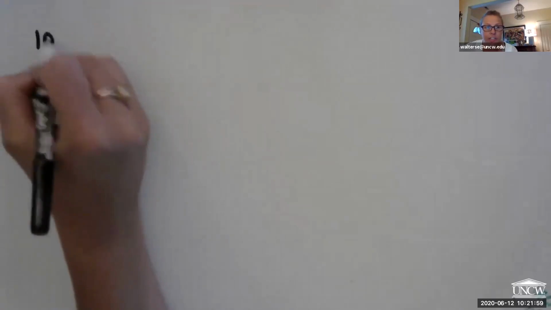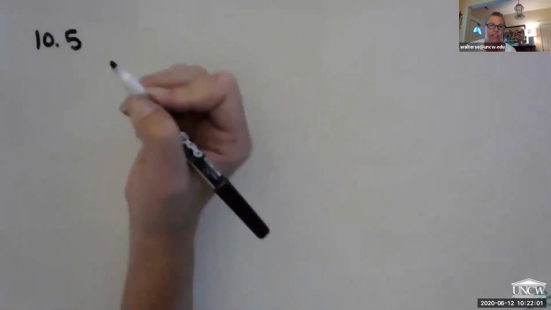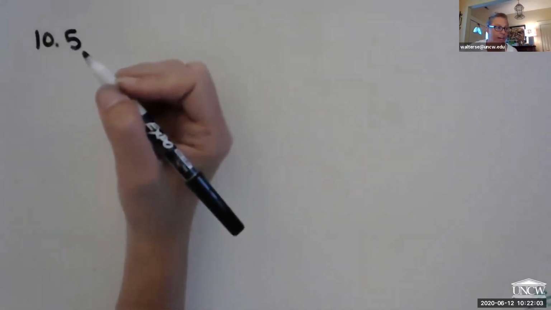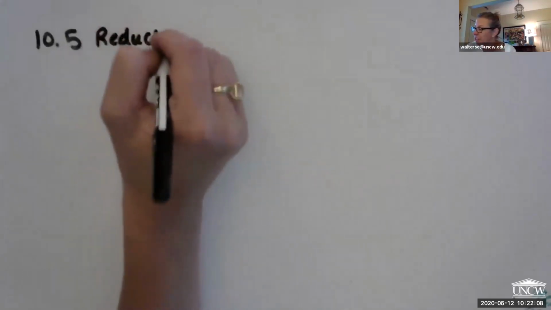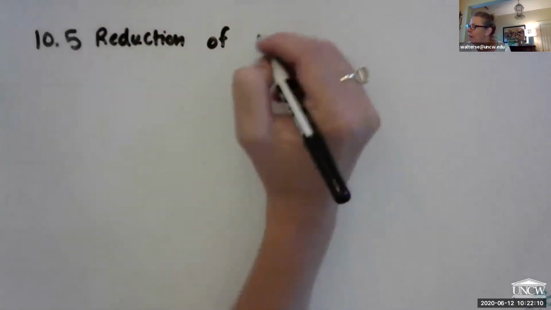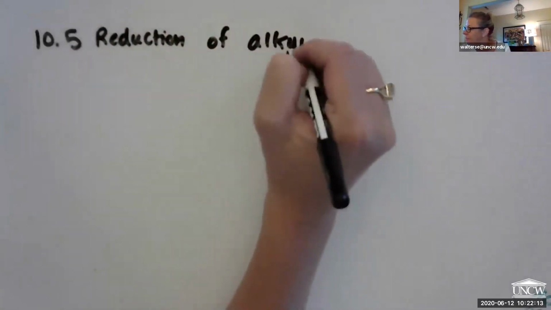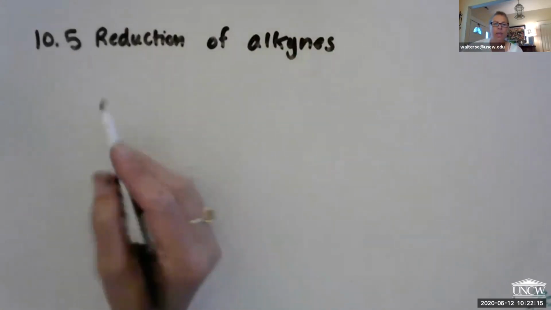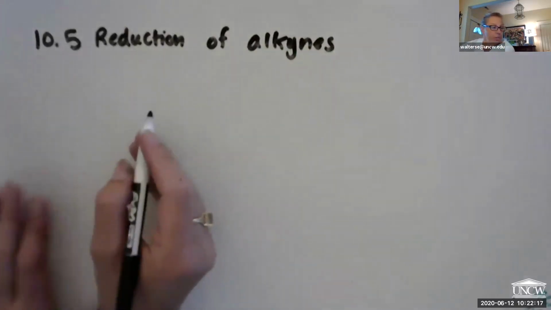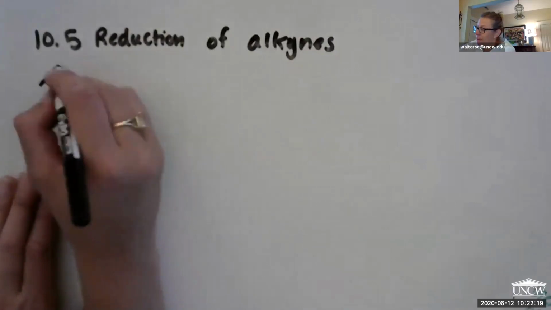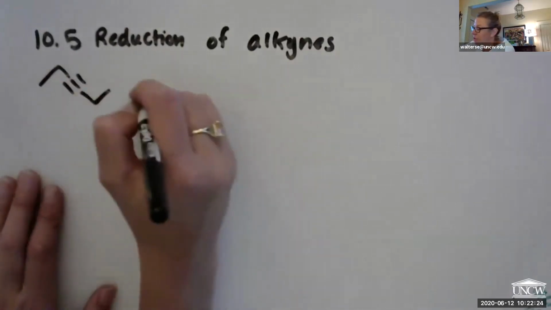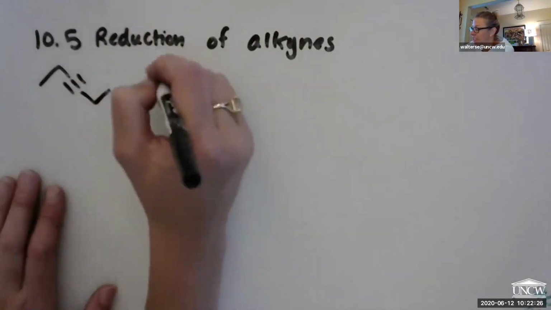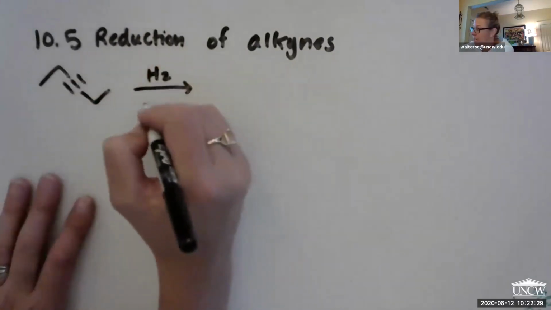So 10.5, now we're going to start reactions. There's fewer mechanisms required in this chapter than there were in chapter 9. So we're going to do reduction of alkynes. And the first thing we're going to do is see what would happen if we used the same conditions for reduction in an alkyne.